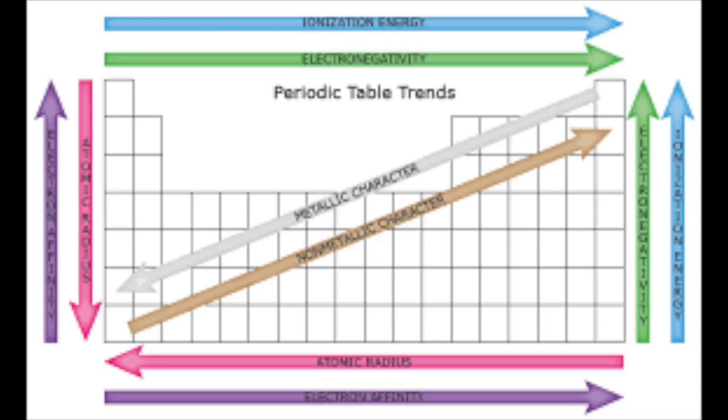Here are some periodic trends you should know. Electronegativity increases as you go up and to the right on the periodic table. Ionization energy also increases up and to the right. Atomic radius increases down and to the left, and electron affinity increases up and to the right.